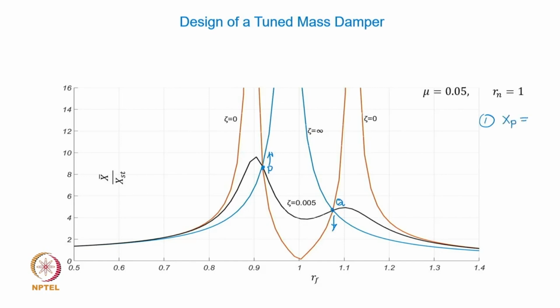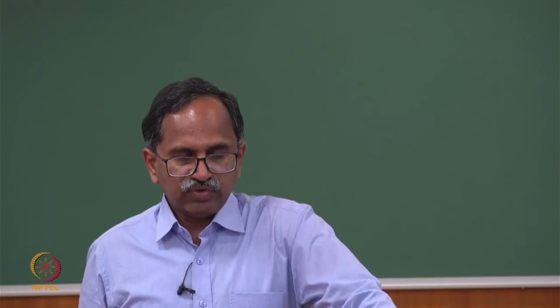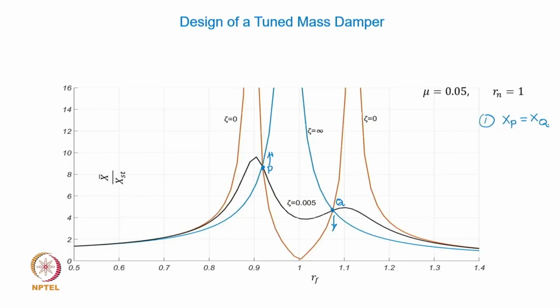to ensure that the amplitudes at these 2 points P and Q are equal. Now why is that so? What is so special about these 2 points? If you notice clearly in this graph, these are the points through which all the curves, irrespective of the damping value, pass.